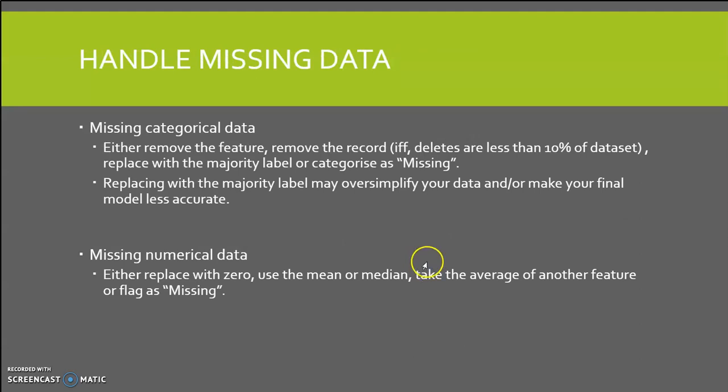Okay, next is handling missing data. So if it's categorical data, you have an option of either just removing that feature, or removing the record if and only if deleting it will be less than 10% of your data set. Otherwise, replace with the majority label or categorize as missing.